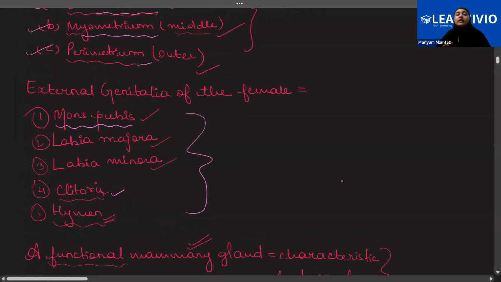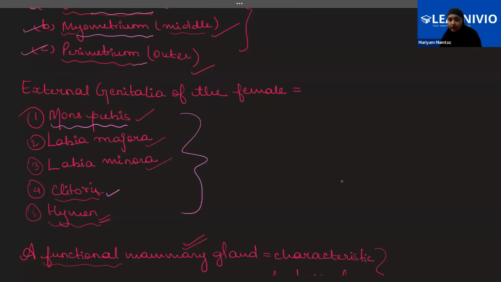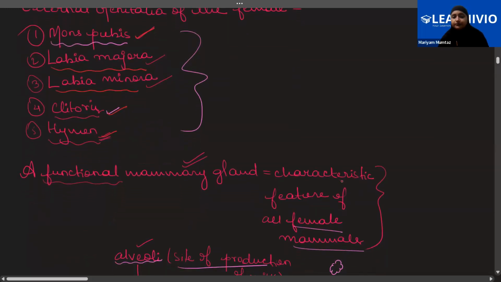Now, talking about the external genitalia of the female. External genitalia means all those structures related with the reproductive organ that can be seen on the outside if examined. It contains mons pubis, labia majora, labia minora, clitoris, and hymen. These are the external genitalia of the female.